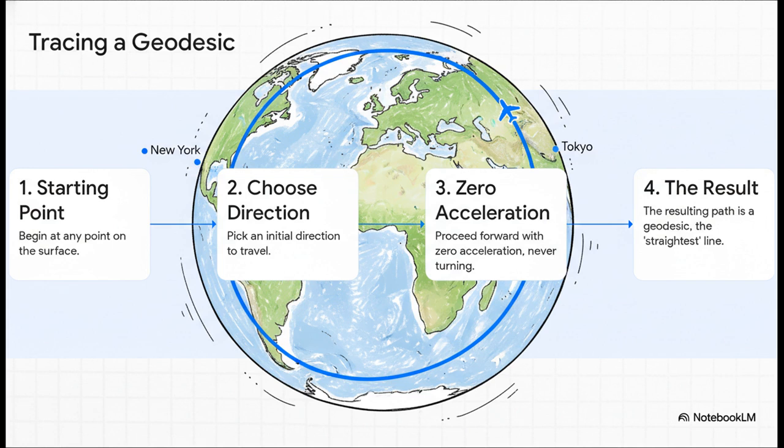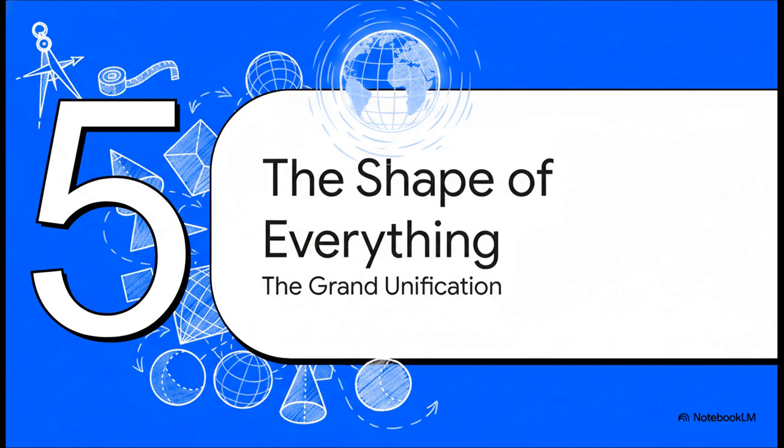And it's not just an abstract idea. This is exactly the path an airplane takes to fly from New York to Tokyo. It looks curved on a flat map, but it's the shortest, straightest possible route. It's a geodesic.